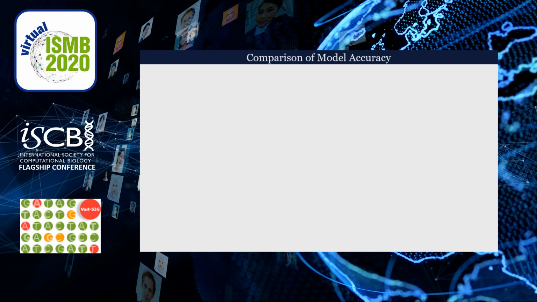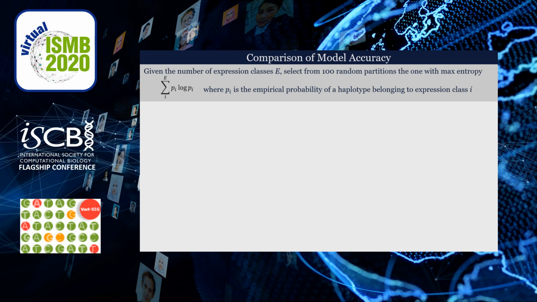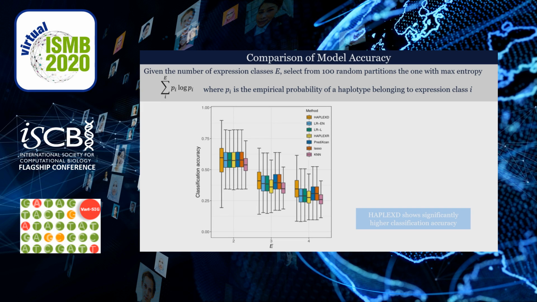Now that we're moving into the results, I should note that expression data isn't given to us in a discrete and covariate corrected form. Instead, we take the normalized and covariate corrected expression and we discretize it using the principle of maximum entropy. So we validated haplex D on three settings of the number of expression classes, E equals 2, E equals 3, and E equals 4. And we compared them against the regression models I presented earlier. Since we're now looking at classification, we discretize the predictions of these regression models according to the bins of the maximum entropy partition.